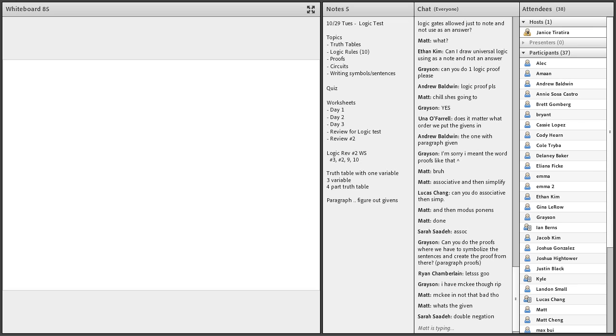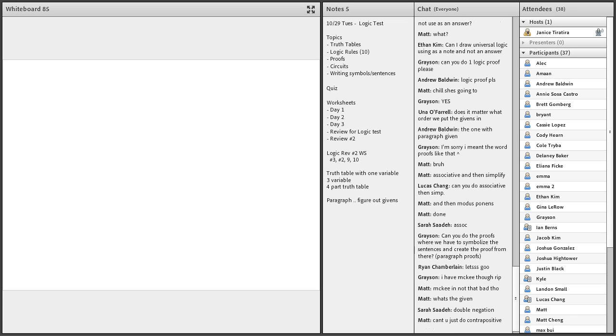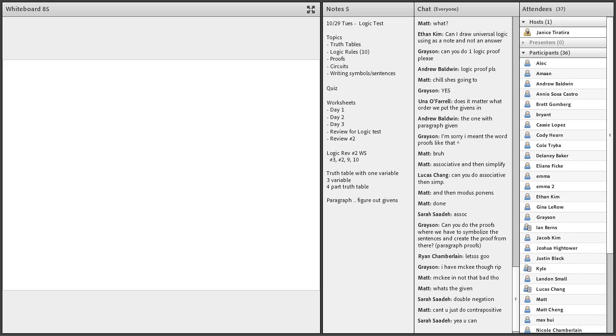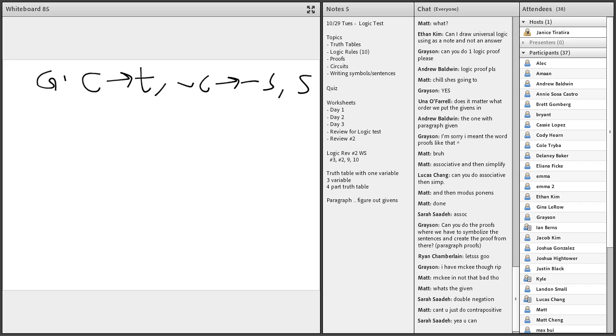Okay, so here's the big whammy one. How about you guys try this out? This is number 4, or it doesn't matter, given. So C implies T, not C implies not S, and S. And then here's prove: T.